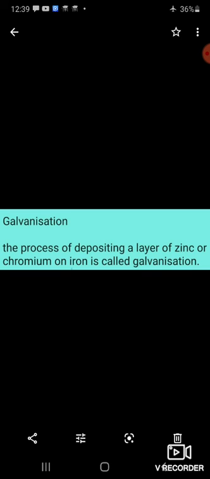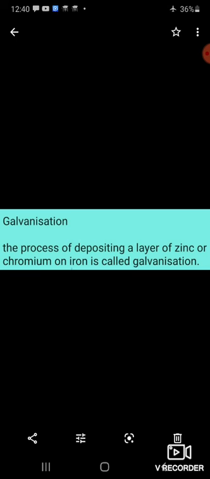Here, we deposit a layer of metal like chromium or zinc on iron. This process of depositing a layer of zinc on iron is called galvanization. The iron pipes we use in our homes to carry water are galvanized to prevent rusting.